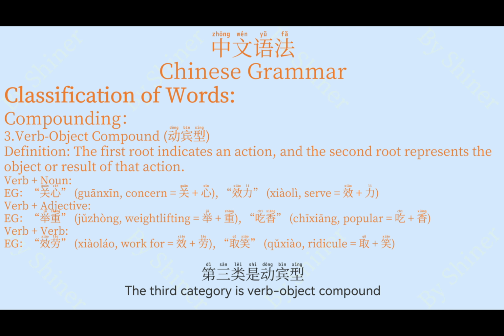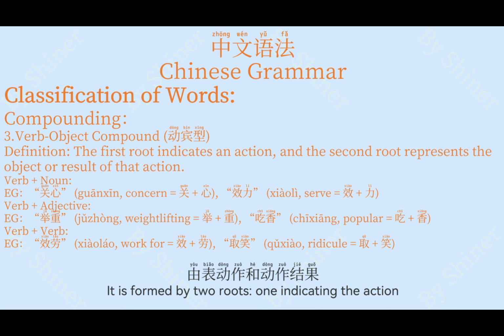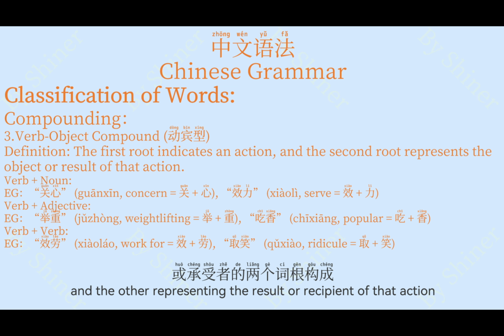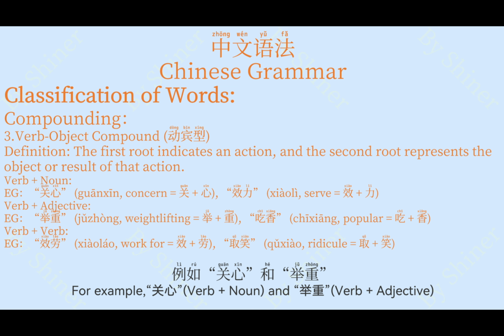The third category is verb-object compound. It's formed by two roots, one indicating the action, and the other representing the result or recipient of that action. For example, 关心 and 举重.